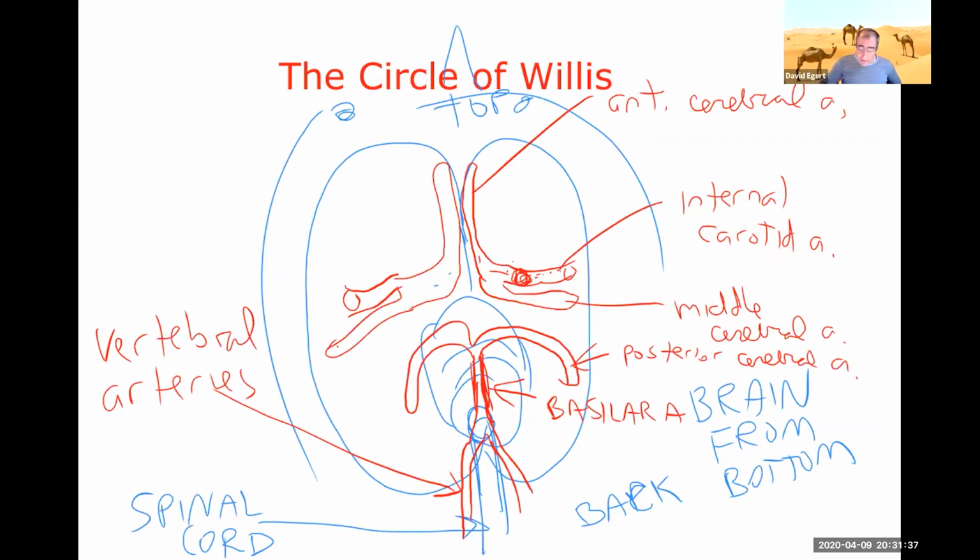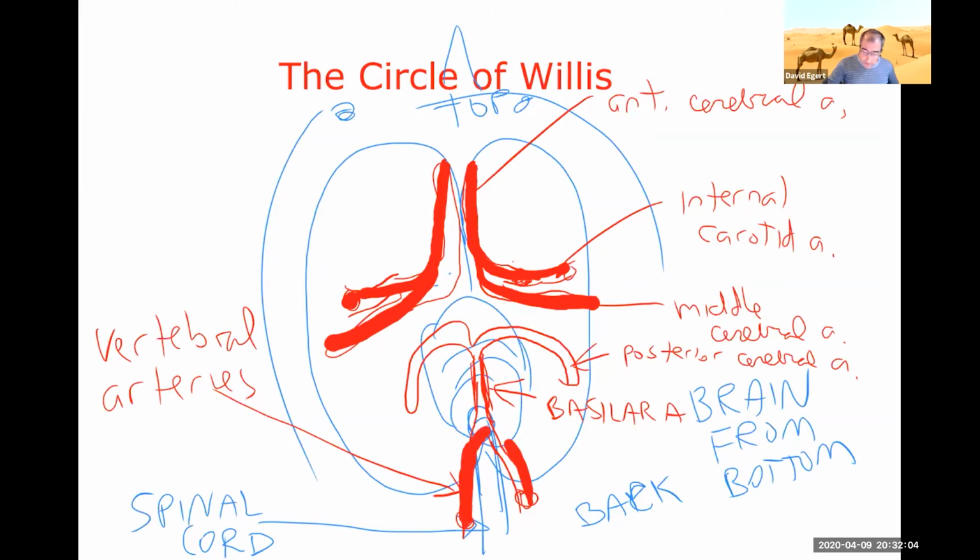So that is the initial setup. There's obviously not a circle yet. We basically have our carotid arteries coming up, going up to the front, and then coming down to the middle. We have our vertebral arteries coming in, going to the posterior.